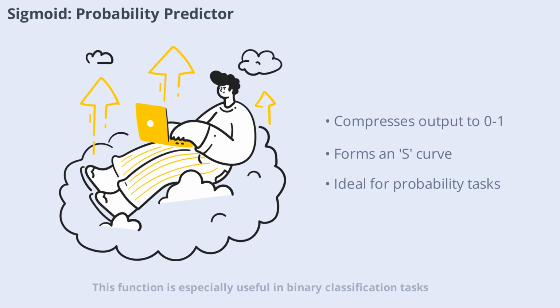This function is especially useful in binary classification tasks, where the answer is a simple yes or no. Understanding Sigmoid helps us see how neural networks make decisions based on probabilities, a fundamental aspect of many AI applications.